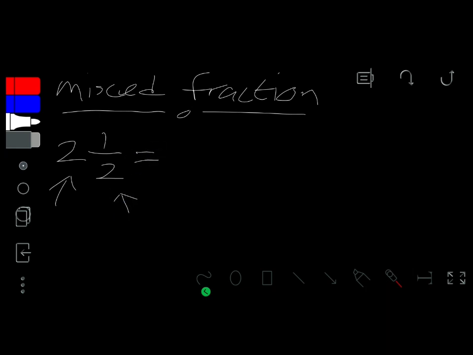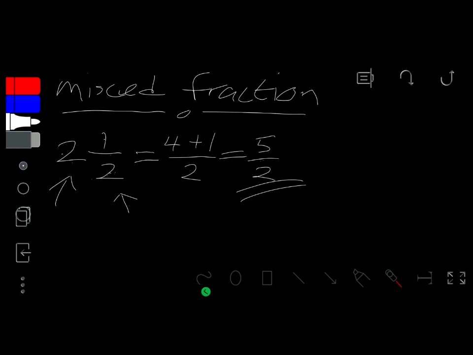If you want to make use of it in the question, you would have to convert this to an improper fraction. And for you to do that, it would be 2 times 2 plus 1. 2 times 2 is what? 4. Plus 1 over 2, which is this denominator. It will be what? 5 over 2. This is what 2 and 1 over 2 is in improper fraction form. A mixed fraction is what? A whole number attached to what? A proper fraction. Just have that in mind.